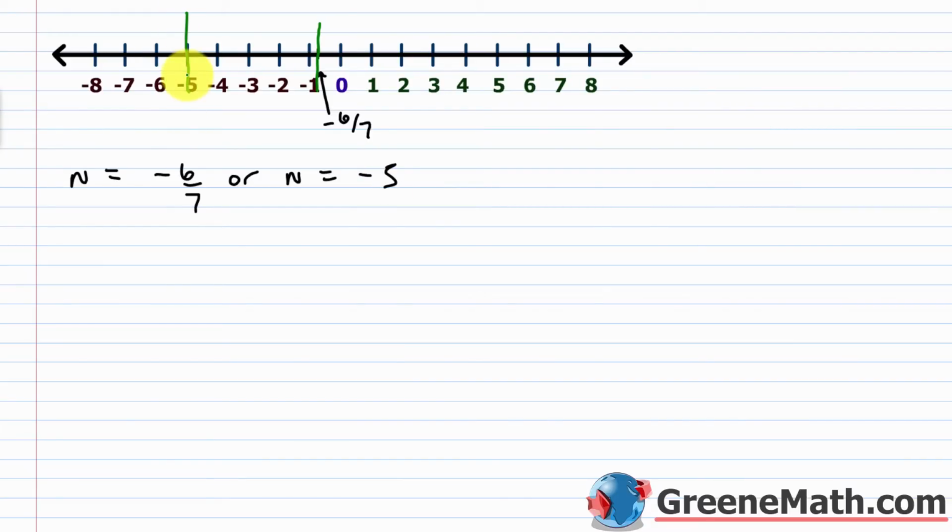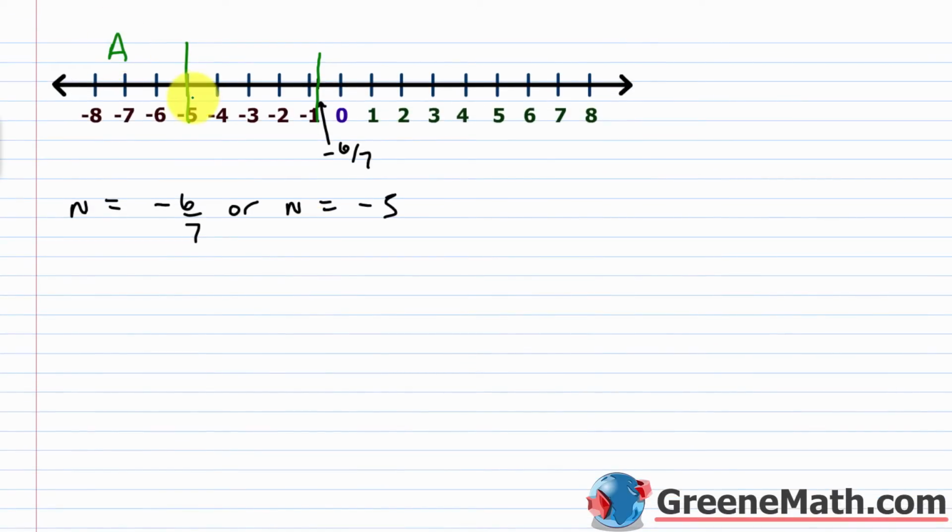And essentially what your textbook will do, or most teachers will do this as well, you'll just write a capital letter in, something to say like, hey, this is region A, anything to the left of negative 5. Then between negative 5 and negative 6 sevenths, we'll call this region B. And then anything larger than negative 6 sevenths, we'll say this is region C. Okay. So now what we want to do is we want to identify test points, so any number in the region, plug them into the original inequality and see if they work. If the test point works, that region is part of the solution set. If the test point does not work, then it's not part of the solution set.